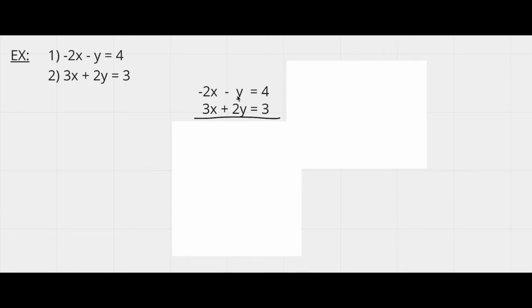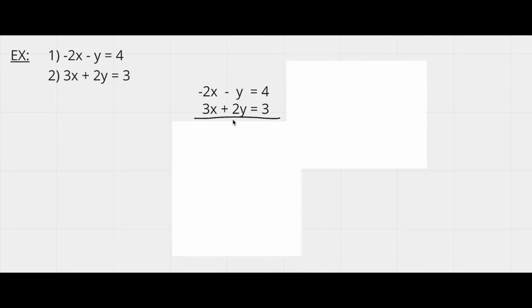So the coefficients of x need to be the same in order for us to do it, or the coefficients of y need to be the same for it to be done. We can't have crossing variable coefficients be the same, like negative 2 and 2. That won't work. So we need a way to make these two the same, -2 and 3, or these two the same, -1 and +2.